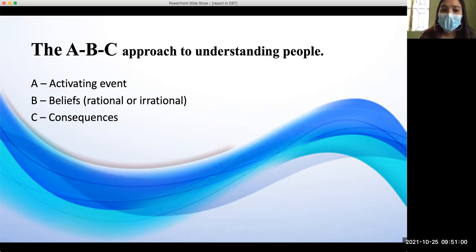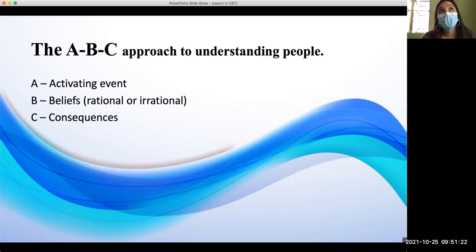The activating event triggers an emotion that we believe to be true. The consequence is that we become anxious and depressed because we have a negative view about ourselves and our capability. For example, at the activating event, I fail a test.